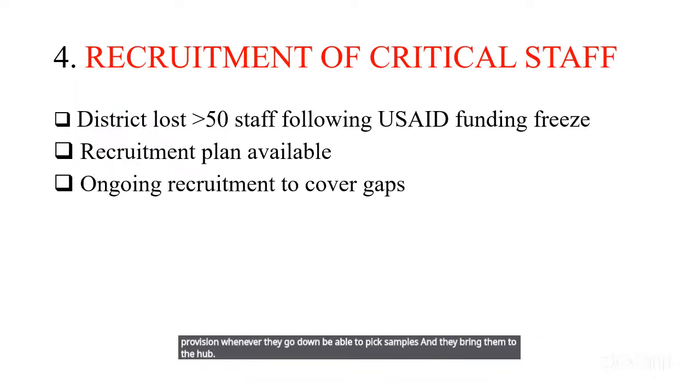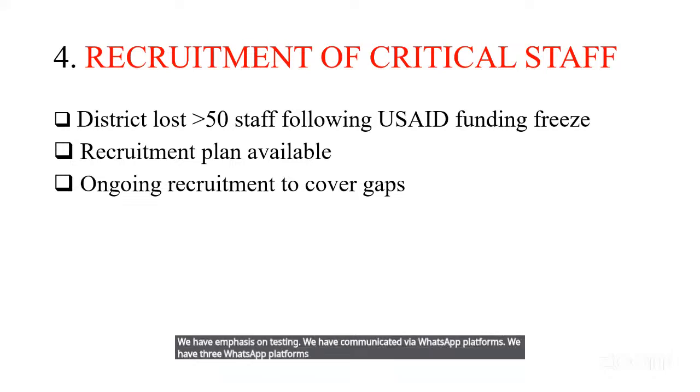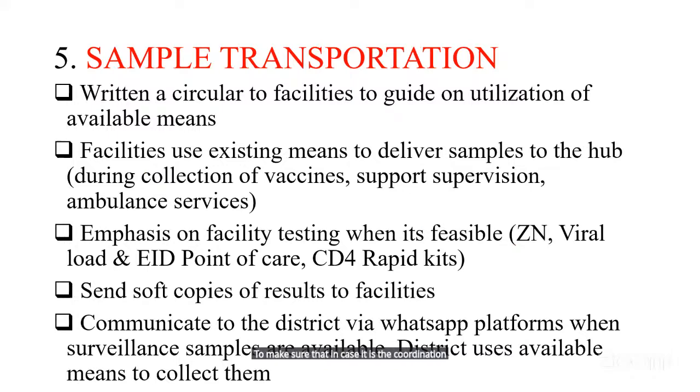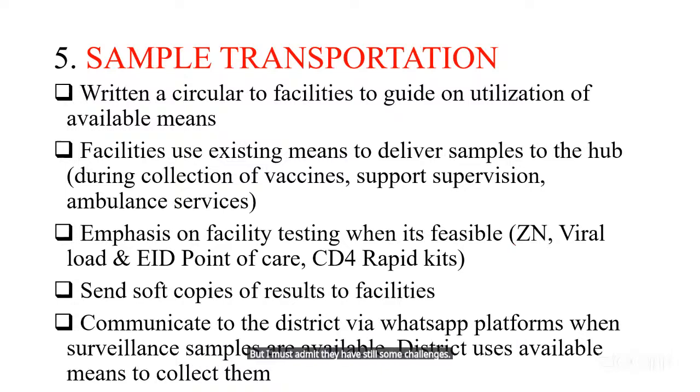We have emphasis on testing. We have communicated via WhatsApp platforms. We have 3 WhatsApp platforms: one for LSA workers, one for DHT members, and one for all other staff. We are communicating using these platforms to make sure that in case there is a coordination problem in sample collection, we are able to make sure that the sample reaches the district. But I must admit there are still some challenges. What are the challenges?